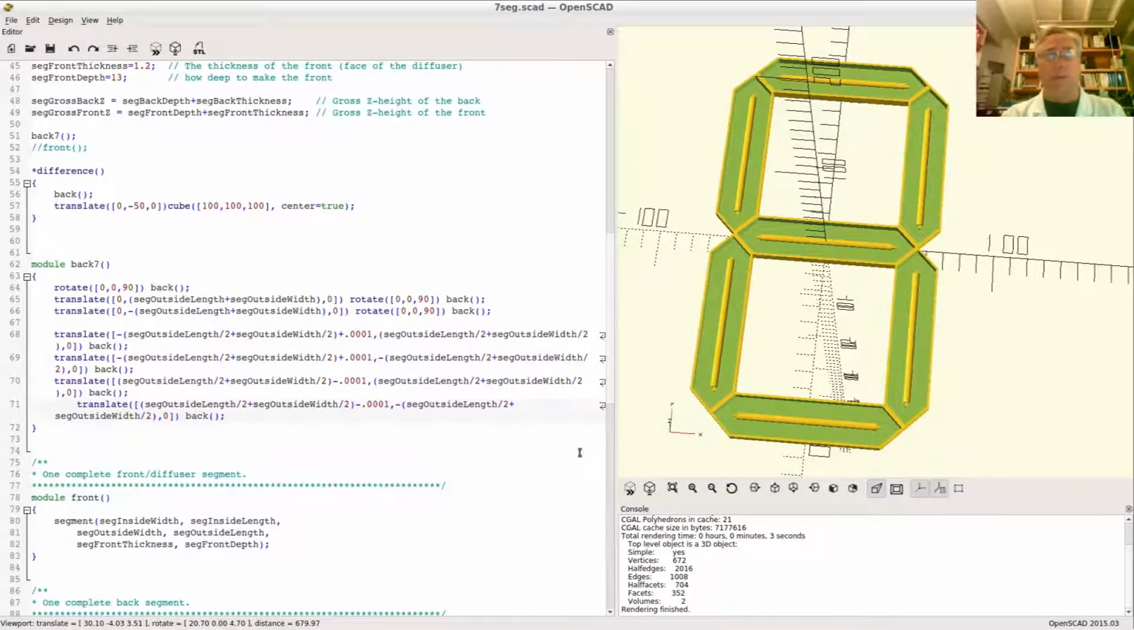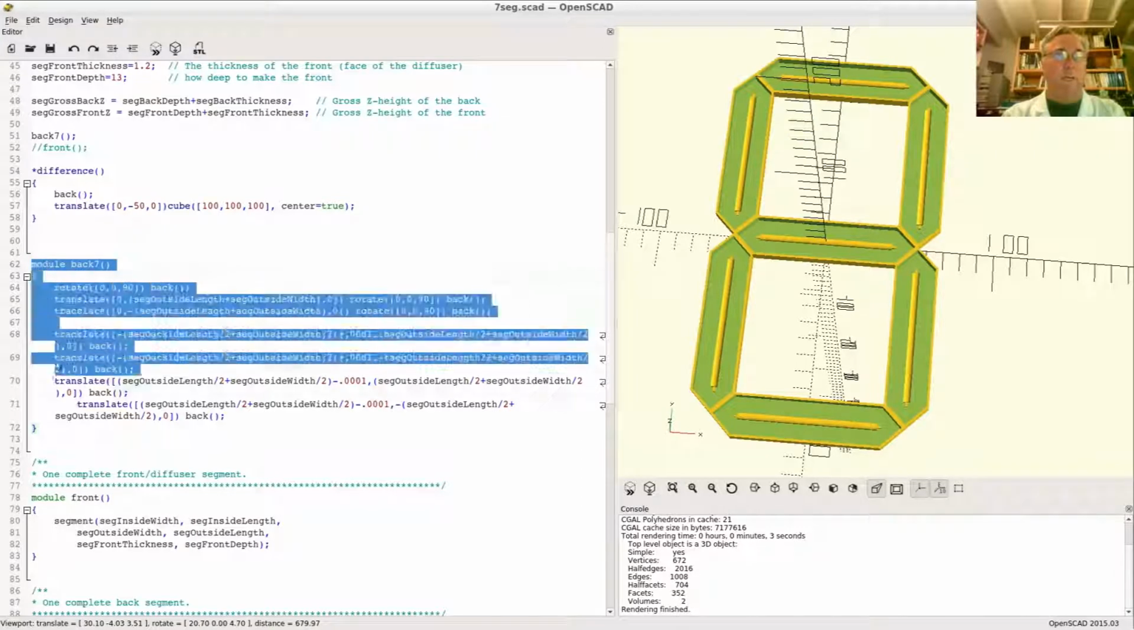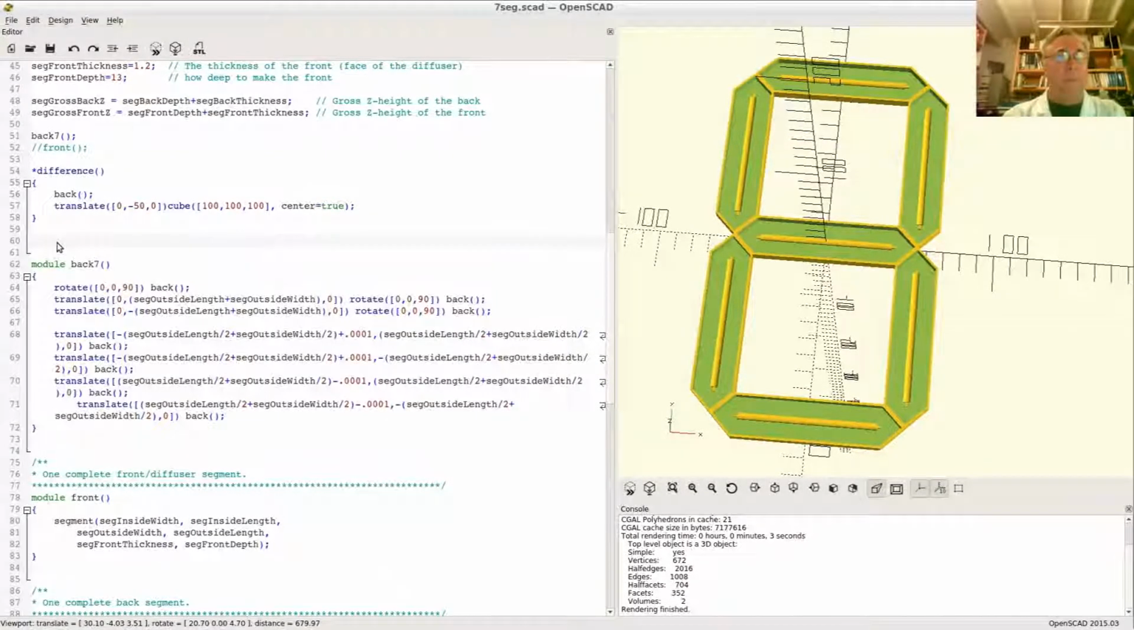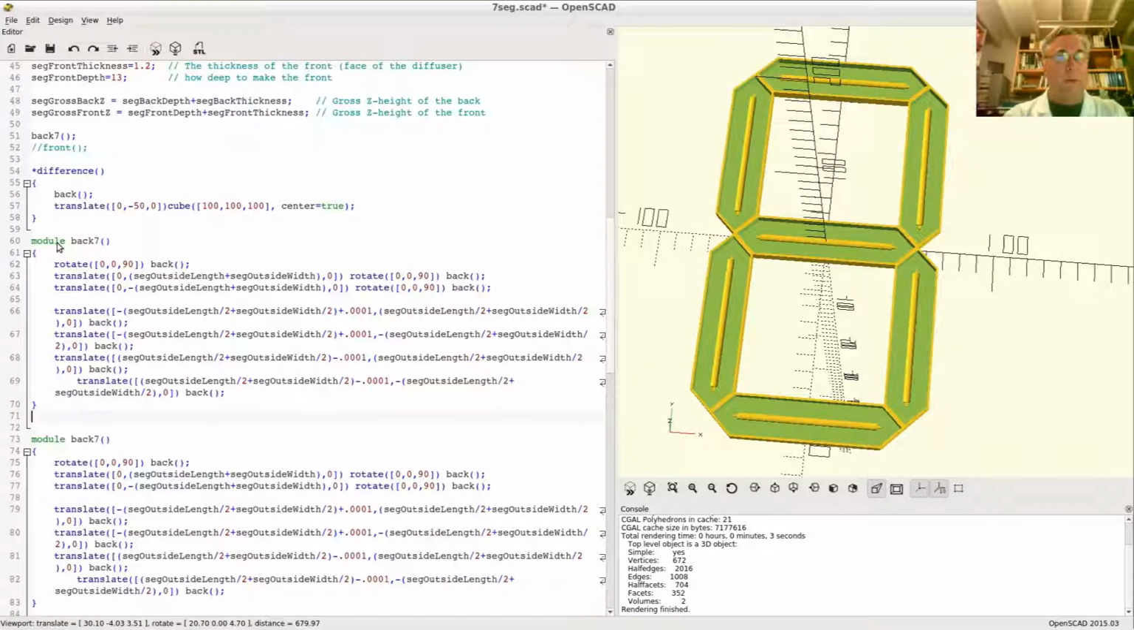All right, so I got a 7-segment for the back. We need a 7-segment for the front as well. Turns out the front and back are really identical, but we're going to see some other differences between the 2 as we move on. So I'll make this a front 7. And instead of creating backs here, we'll create fronts.